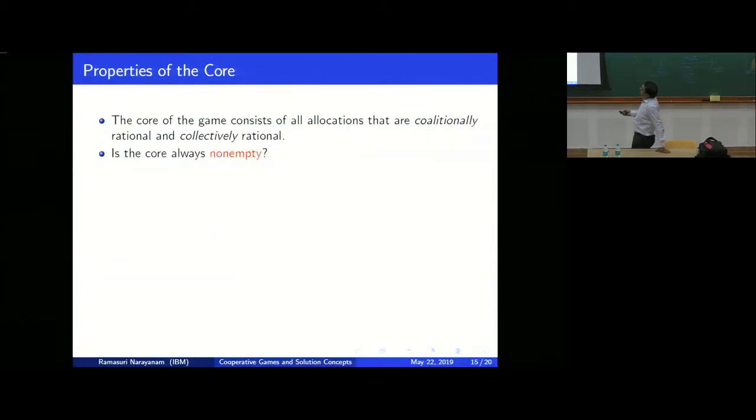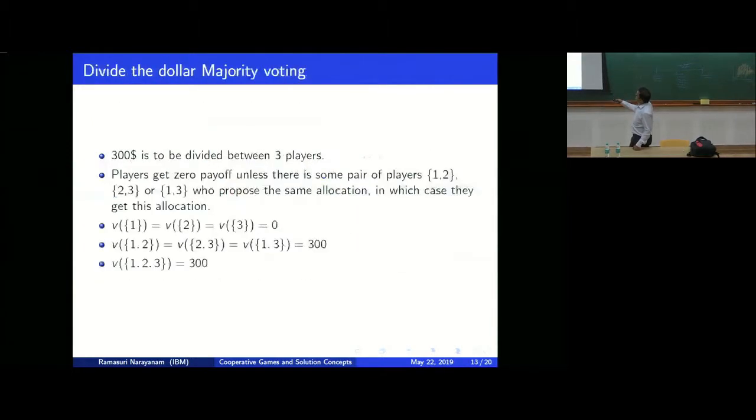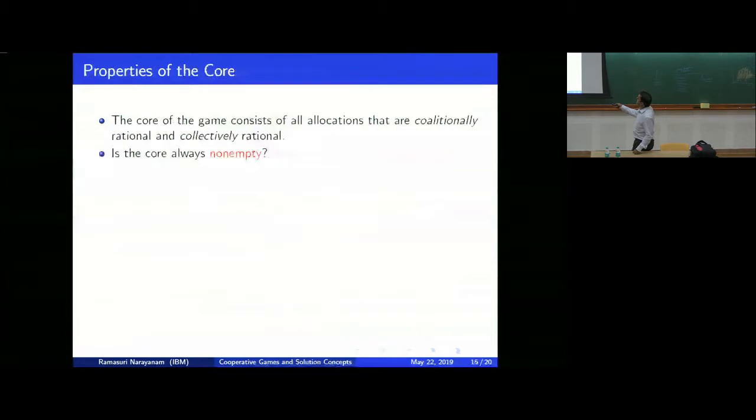Okay, so there are some properties. What is the first property? Core is nothing but the set of all such payoff allocations, right? So now, is core always non-empty? The answer is no, core can be empty. One example is this. Consider that voting game we have seen, right? We slightly change this rule and accordingly the core will be empty. That's what is shown here.